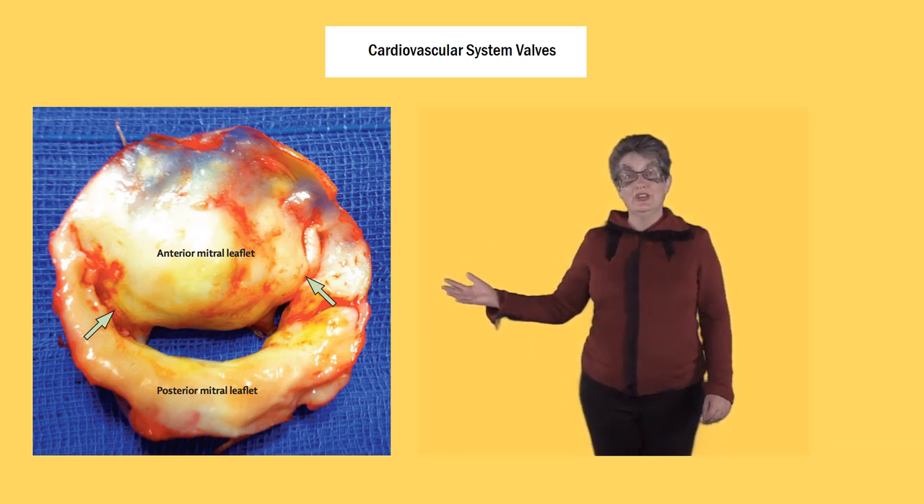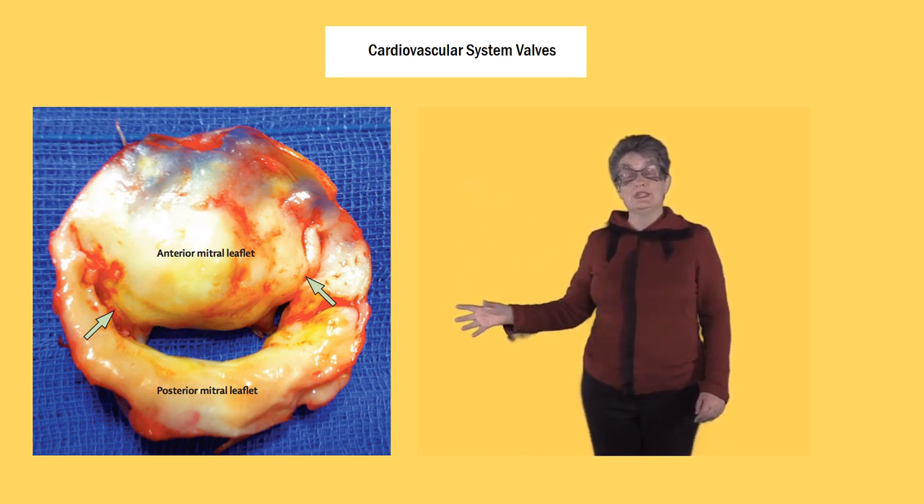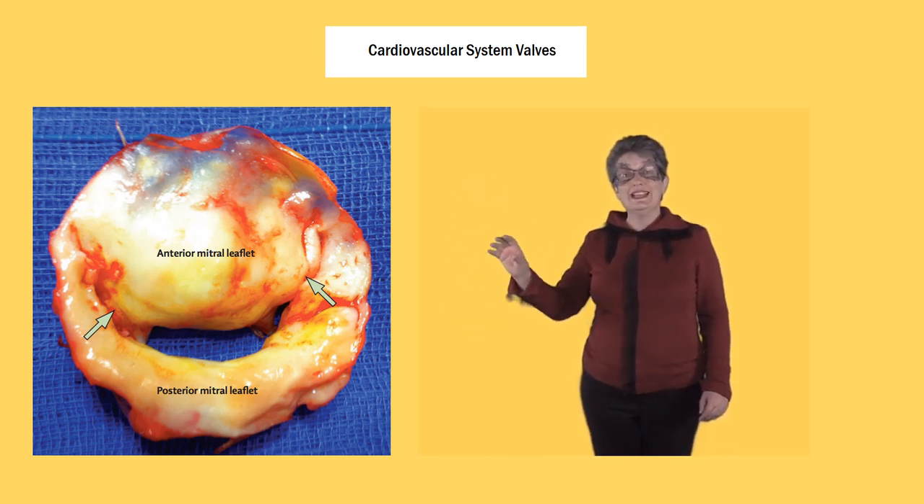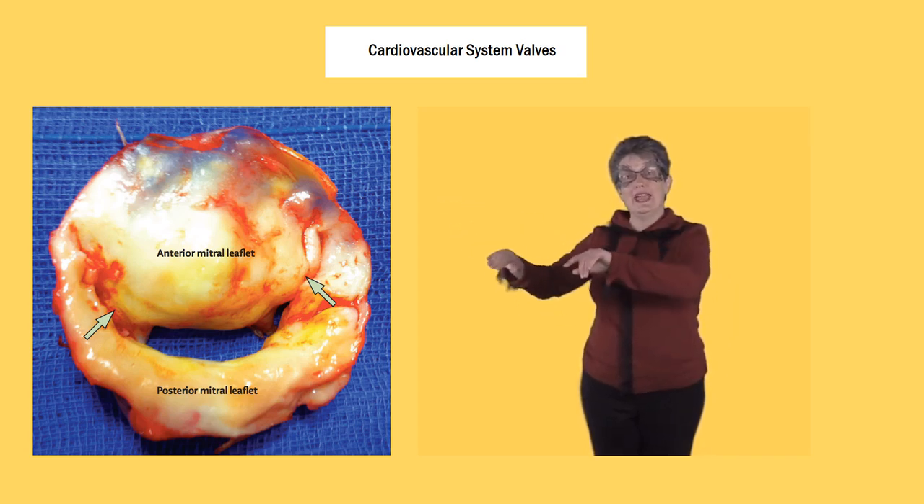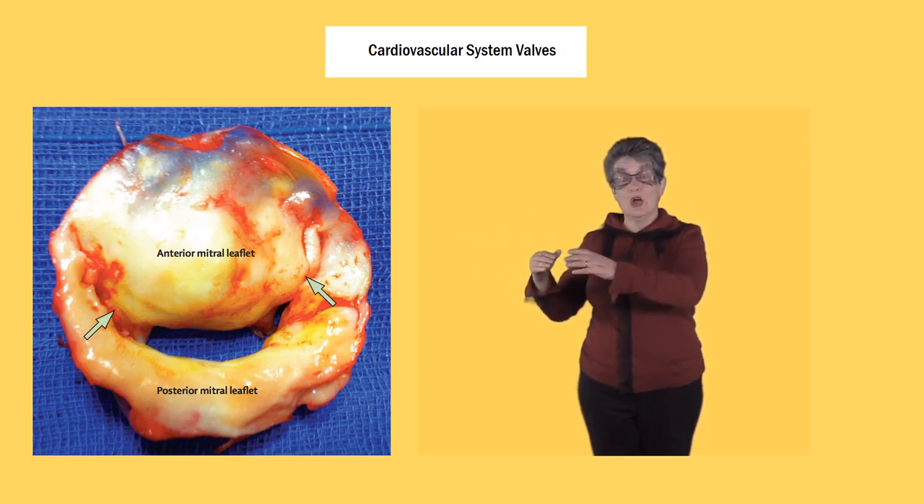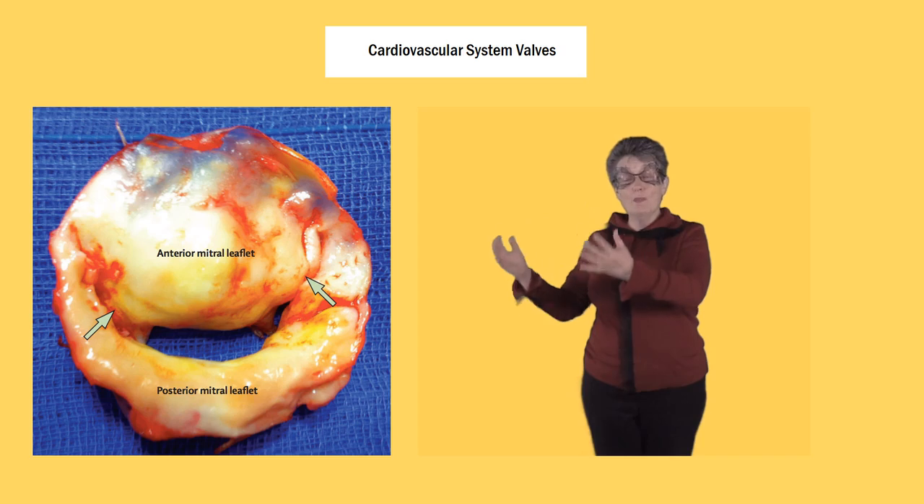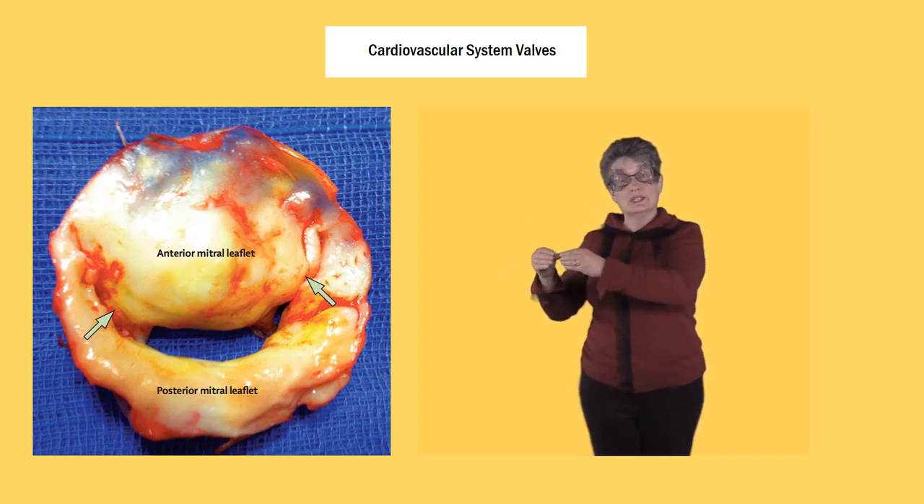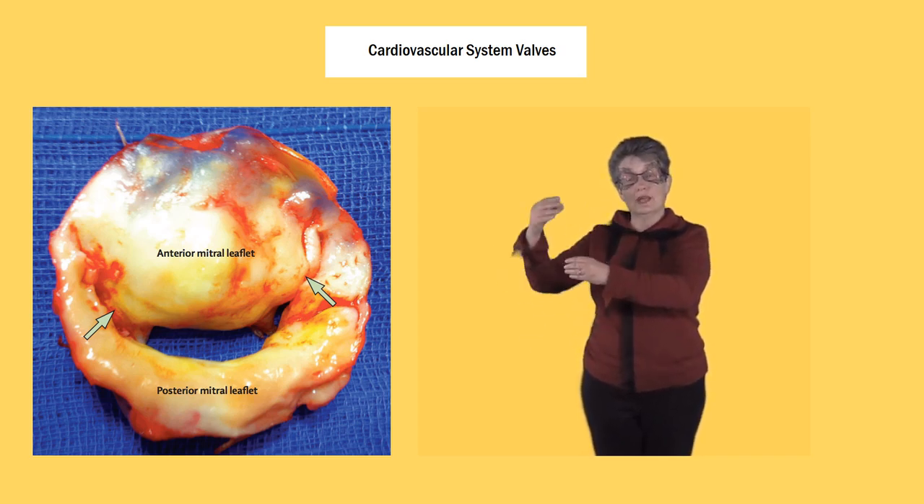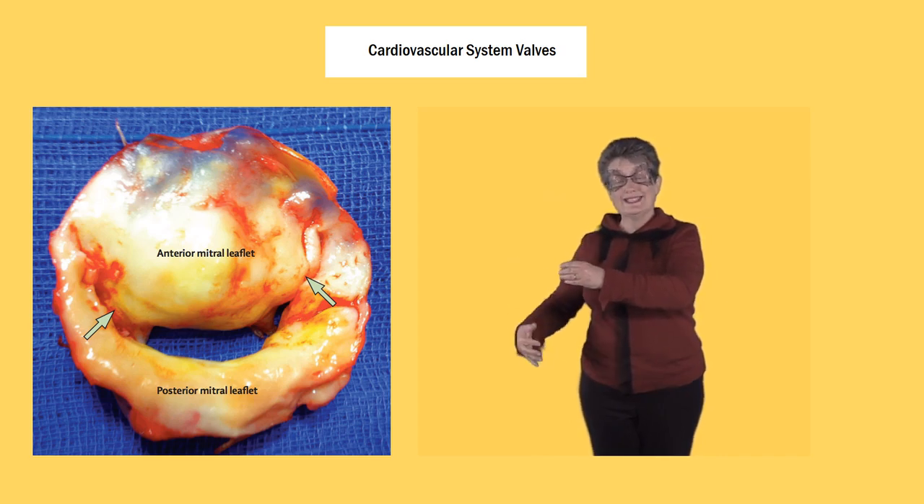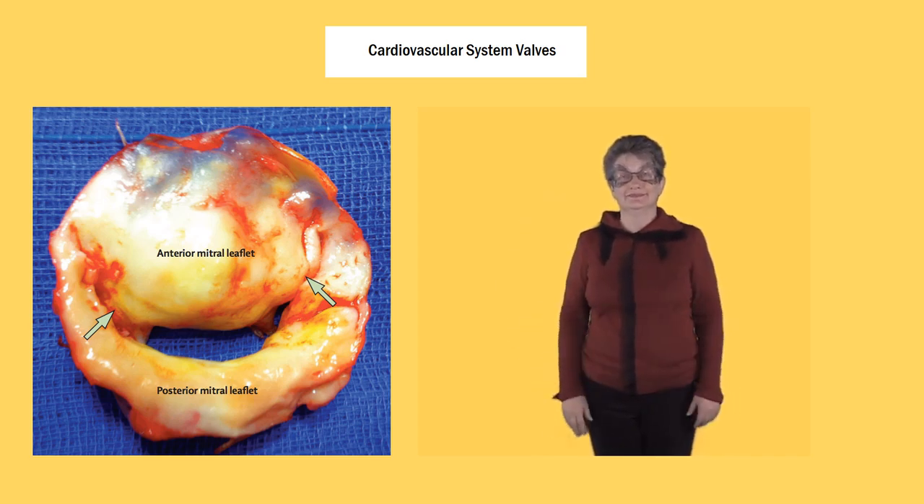In this valve, you can see the fish mouth appearance. Both the anterior and posterior mitral leaflets are really thick and quite short, and the commissures around the edges are joined together. This means this valve is permanently open, and it can't open any more than it is. There's just this small hole for blood to get through, causing both stenosis and regurgitation.